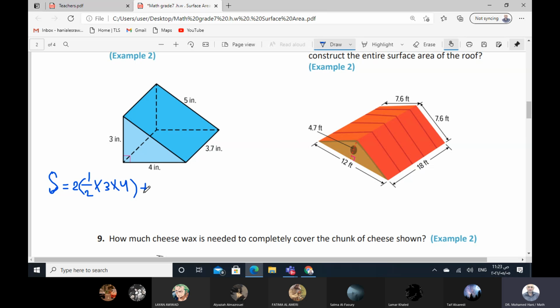Plus, now we have this face, a rectangle, 5 times 3.7, plus we have the base here, or this face down, a rectangle, 4 times 3.7, plus we have here this side, also a rectangle, this side 3.7 and here 3.7 times 3.